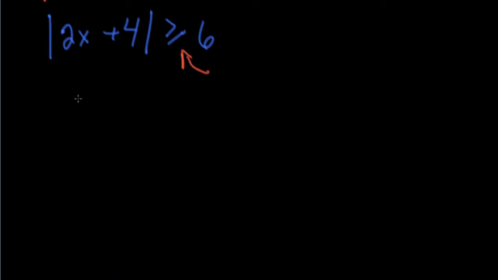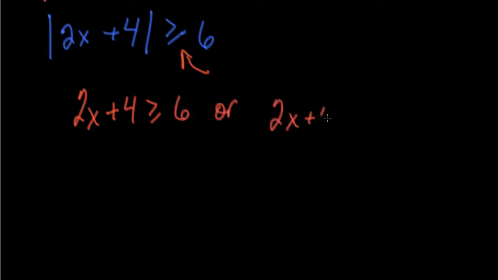So let's rewrite the problem, starting off by dropping the absolute value symbols. So 2x plus 4 is greater than or equal to 6, or 2x plus 4, flip the sign, less than or equal to negative 6. That's the biggest difference between AND and OR. When it's an OR problem, you are going to change the inequality symbol and flip the sign of the number to the right of that symbol. Once you do that, you've set it up perfectly, and now we're just going to solve.